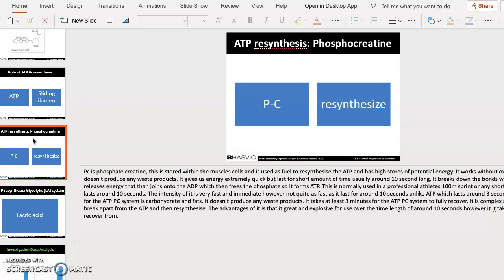The intensity of it is very fast and immediate, however not quite as fast as ATP. It lasts around 10 seconds, unlike the ATP which lasts around 3 seconds. The fuel for the ATP-PC system is phosphate creatine. It doesn't produce any waste products. It takes at least 3 minutes for the system to fully recover. It is complex as it has to break apart from ATP and then resynthesize. The advantage of it is that it's great for explosive use over a length of around 10 seconds, however it takes a while to recover from.